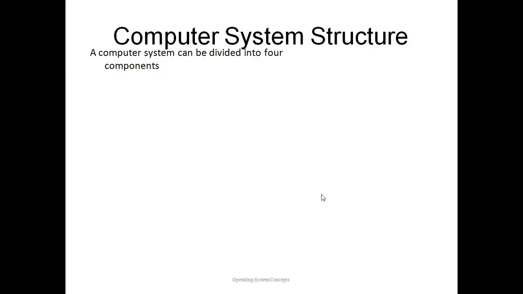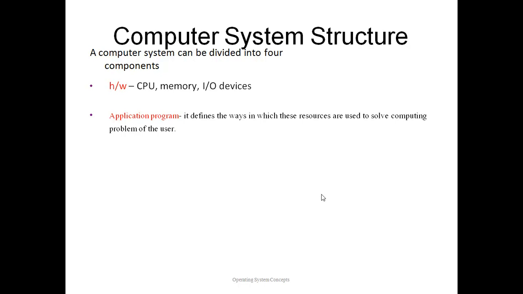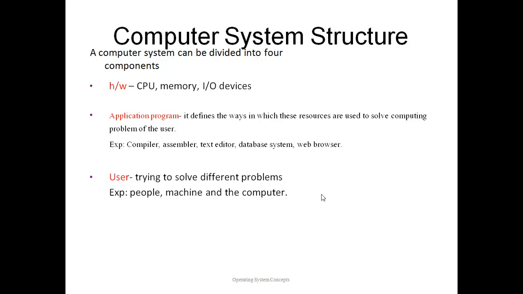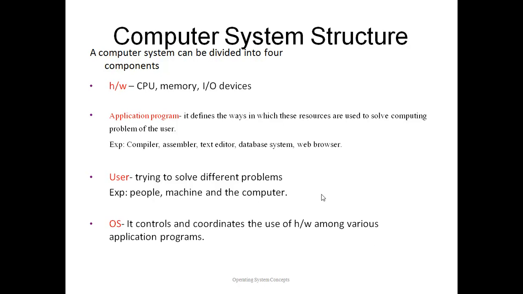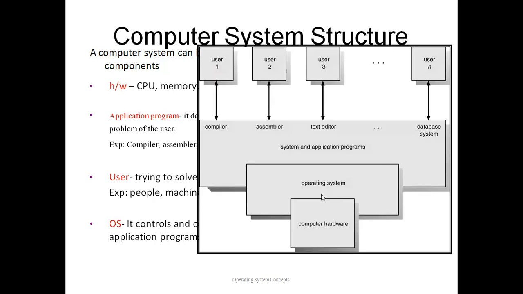I'll go to the computer system structure. The computer system can be divided into four components. First is hardware. It consists of CPU, memory, input-output devices. The application program, which defines the ways in which these resources are used to solve the computing problem of the user. And the user, which tries to solve different problems. For example, the users are people, machines, and other computers. And the operating system, which controls and coordinates the use of hardware among various application programs.